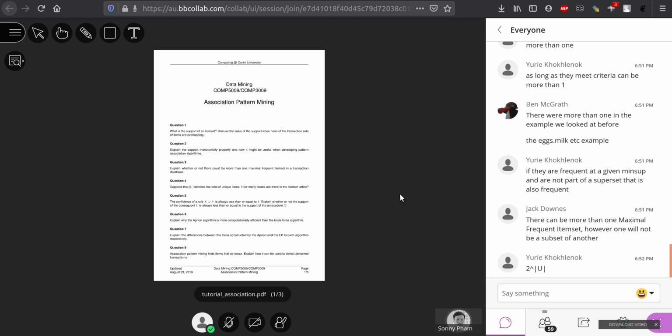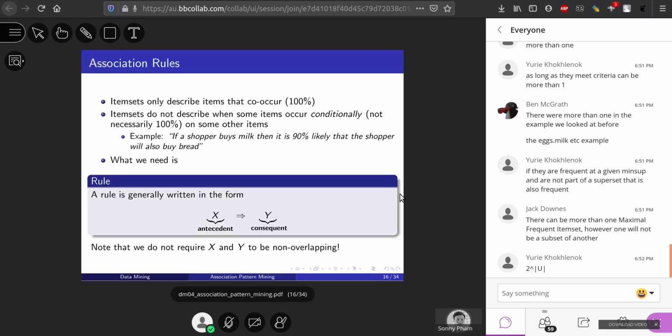Now I go back to the slides, and we look at the second part. So the basic concepts, right? Support, maximal, frequent, right? So these are the properties. All right, now we discuss association rules.